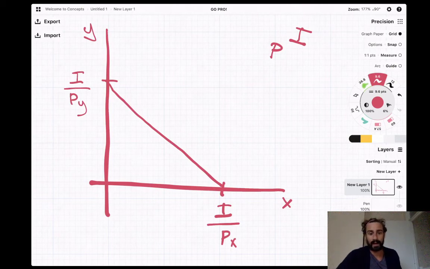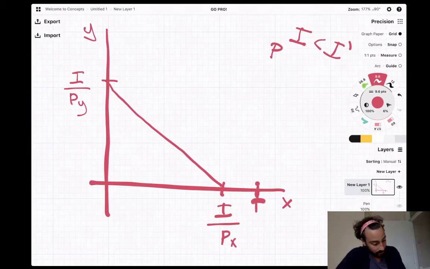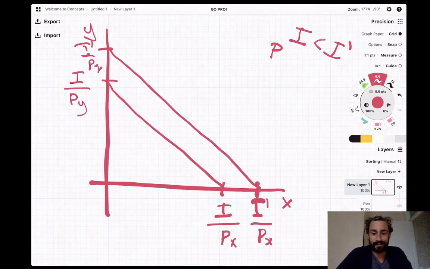Now let's think about what happens if we make I bigger. So if I think about some I prime, which is bigger than I, then these two points just get bigger, right? This becomes I prime over px, and this is I prime over py. And we have a new budget set. Well, what does this budget set look like? It's bigger. It contains the old budget set, right? The old budget set is still inside the new one, right?